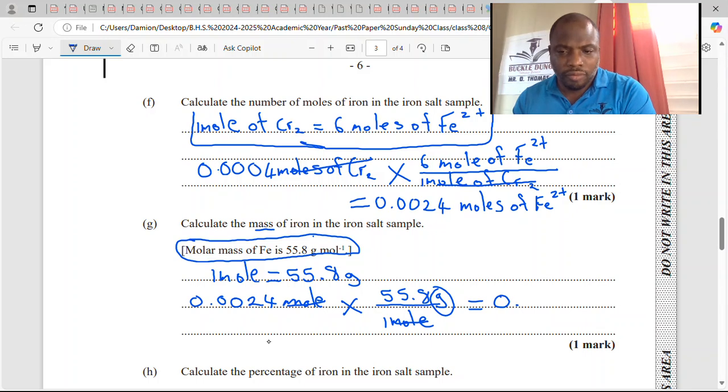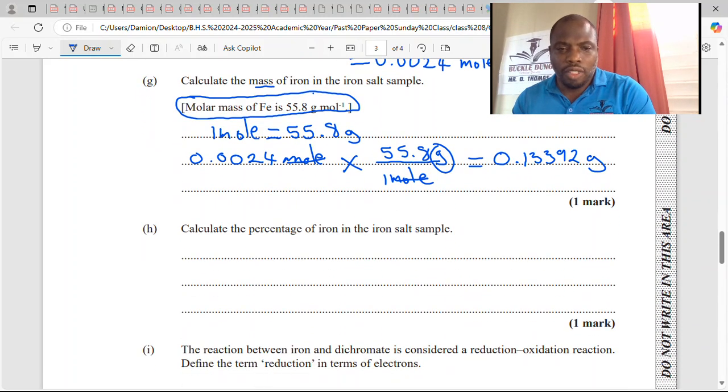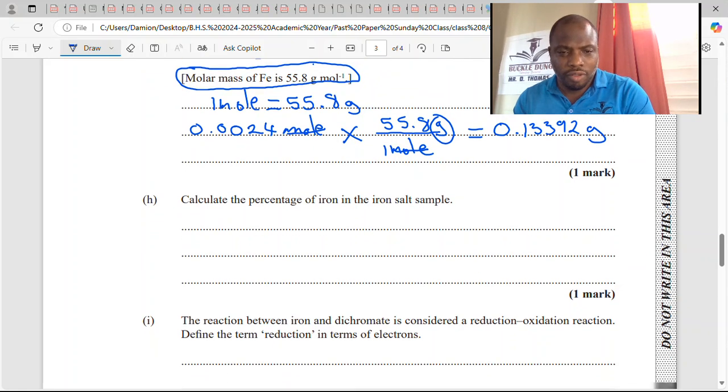0.13392. Let's use the entire thing. And that's grams. Yeah? Yes, sir. Wicked, people, man. Not true.